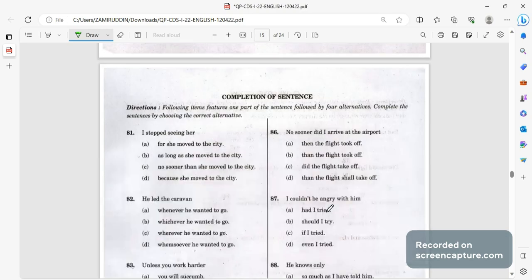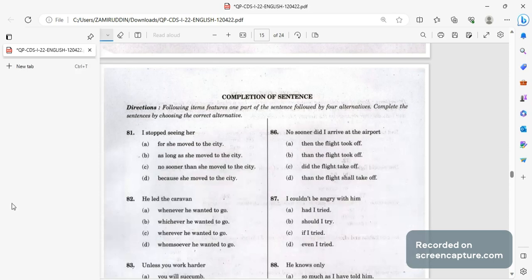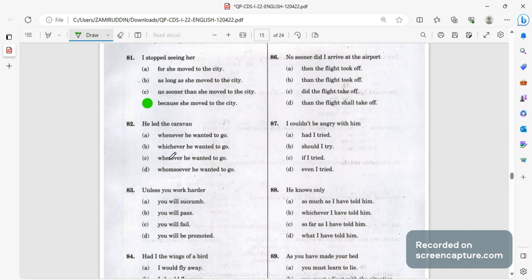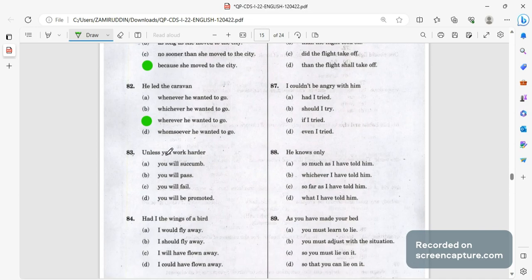Next will be our completion of sentences. We are being provided with a half sentence and we need to select such sentences which complete the second part of the sentence. Now, I stopped seeing her because she moved to the city. Next, he led the caravan wherever he wanted to go. जहां भी उसे जाना था वो caravan उठा के चला जाता था. He led the caravan wherever he wanted to go. Unless you work hard, you will fail. जब तक तुम हार्ड वर्क नहीं करोगे तब तक फेल हो जाओगे.